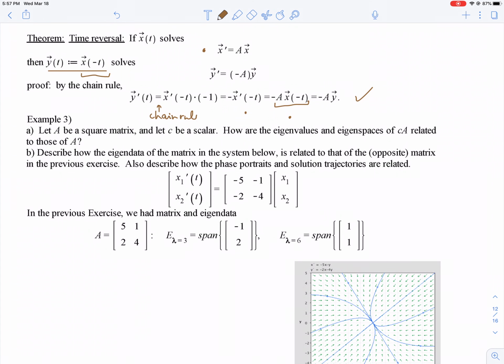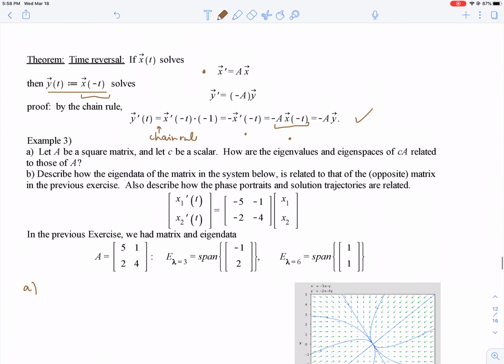Okay, so let's see how that relates to our discussion. In example 3, we'll first do part A, which is more general than just this discussion, and it's something you might have discussed in linear algebra. And it has to do with how the eigendata of two matrices relate when one of them is a scalar multiple of the other matrix. So let A be a square matrix.